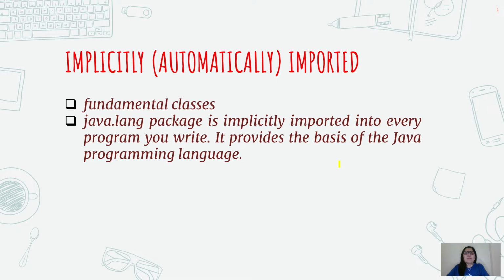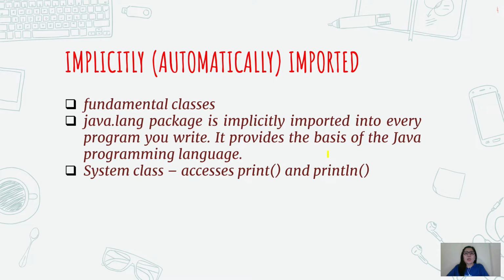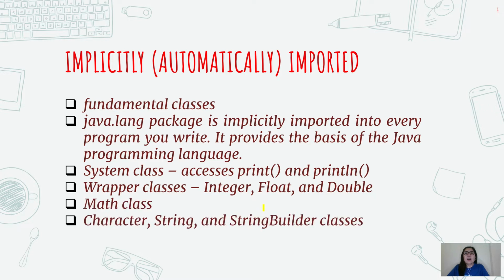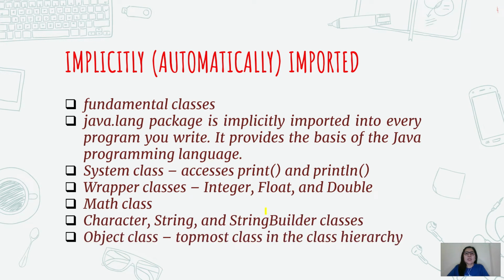So kumbaga, itong implicitly or automatically imported ay kahit na hindi tayo mag-import ng certain packages, automatically maa-access na ng Java program. So we have here the System class wherein it accesses the print and println methods. We also have the wrapper classes where Integer, Float, and Double were declared, the Math class, Character, String, and StringBuilder classes, and the Object class wherein it is the topmost class in the class hierarchy.